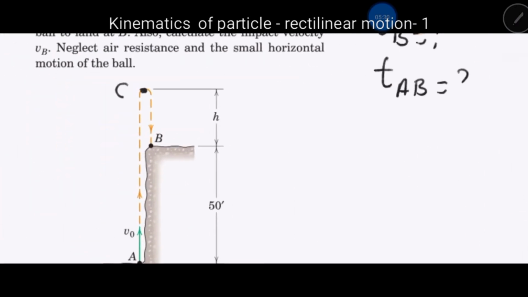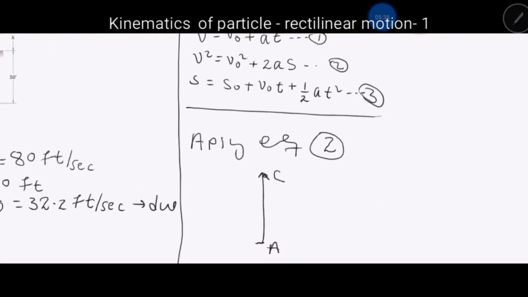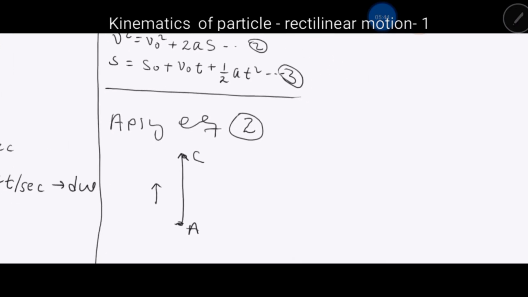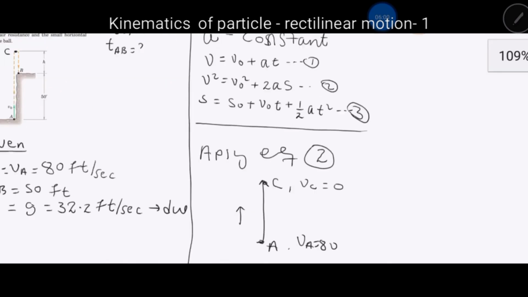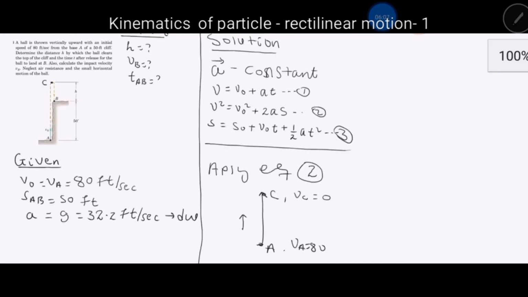Now the maximum position means when the particle reaches its maximum point and then tries to return back, when it finishes its speed. That means when the speed becomes 0. So from position A to C, let's have velocity 0, as you know, and initial velocity given as 80 feet per second, and the distance from A up to C can be calculated, as I told you before, with equation 2.